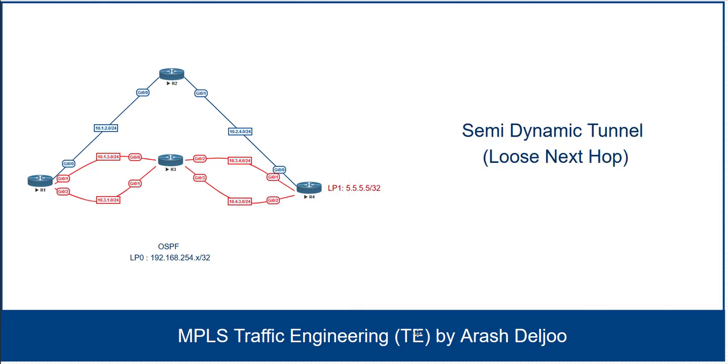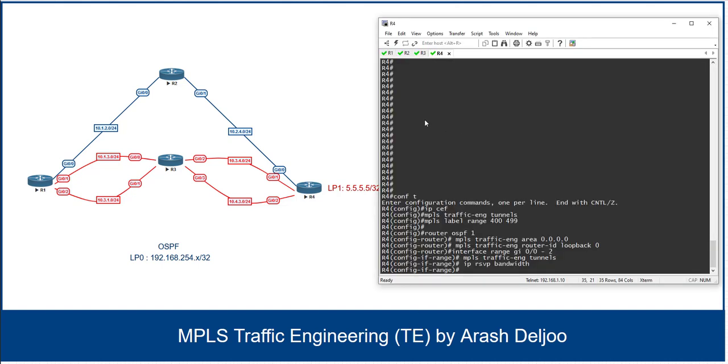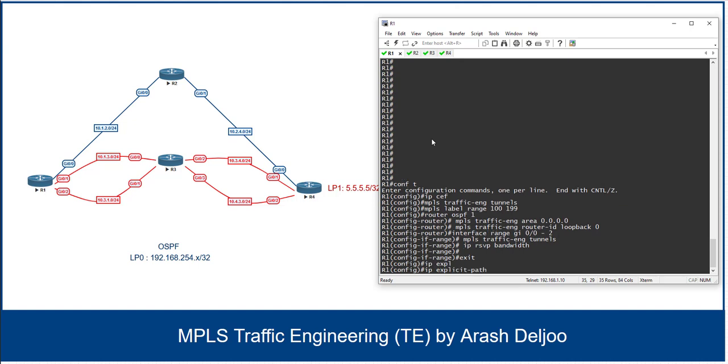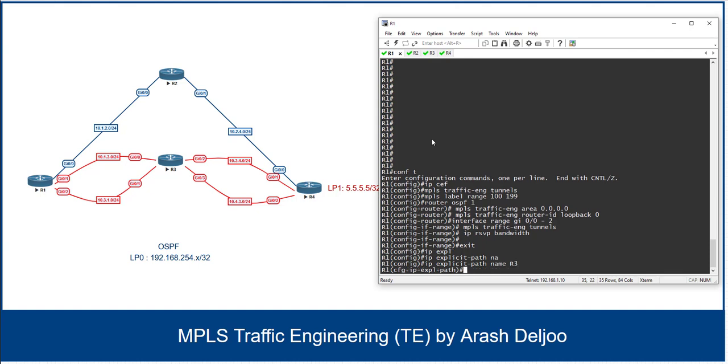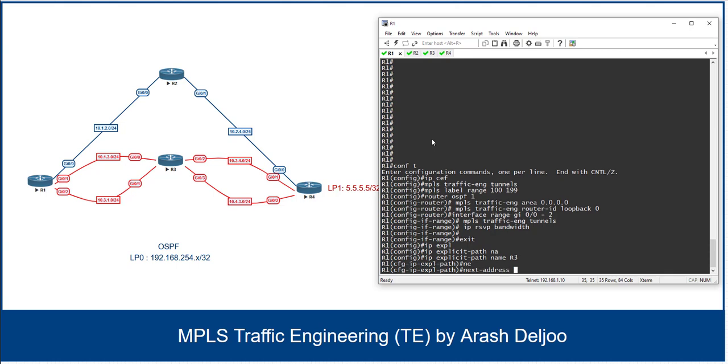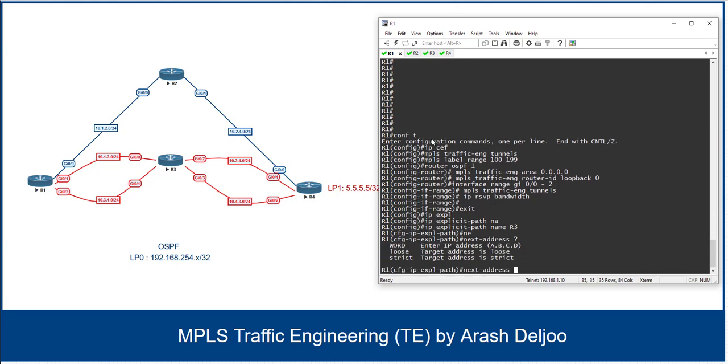Look here. For example, in our scenario, on router 1, I'm going to configure IP explicit path name, any name, for example, R3. You can also configure an identifier, meaning IP explicit path identifier, okay? But until now, we configured only next address. Look here, we have 2 options. Next address can be configured strictly or loose. And the default is strict, okay?